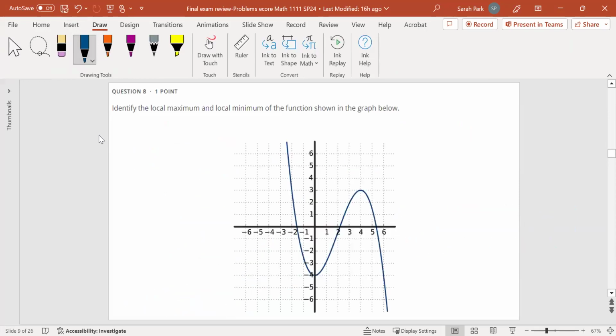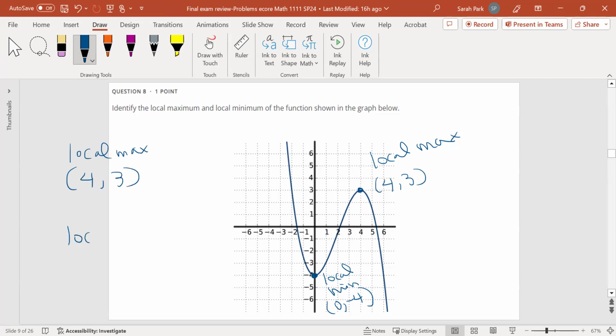Okay, let's look at the next one. Question 8, find the local maximum and minimum of the graph shown below. And so we have the maximum or local maximum point right here. That's going to be at (4, 3). And so this is our local max. And our local min, the lowest here, is where you see a dip. This is our local min, at (0, -4). So again, I'll just write local max is (4, 3). And our local min is at (0, -4).